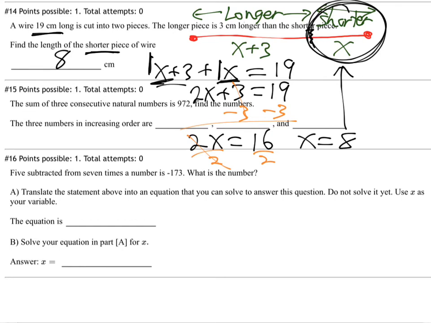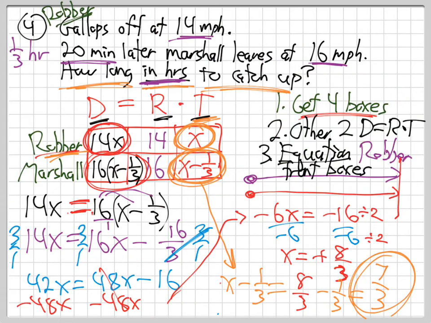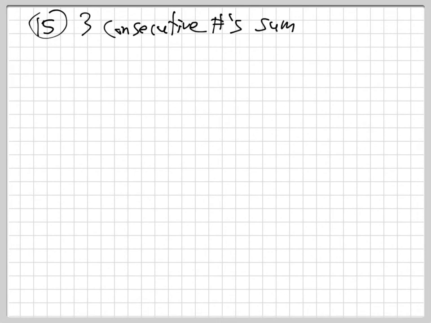15. The sum of 3 consecutive numbers is 972. Find the numbers. 3 consecutive numbers. Okay. Let me move that one over to where we can see it and have some room. Okay. So 15. 3 consecutive numbers. The sum of 3 consecutive numbers is 972. Okay. What are consecutive numbers?